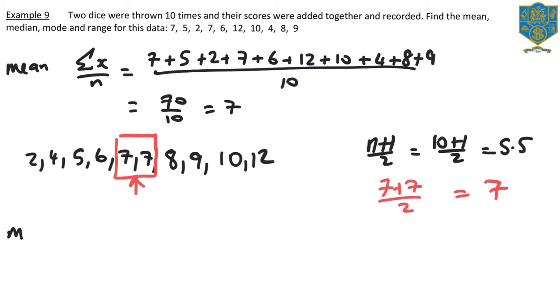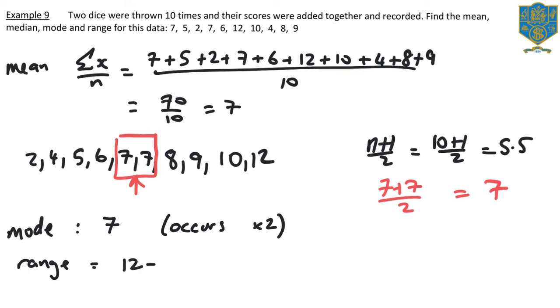The mode is the most commonly occurring number. We can see the mode is 7 because it occurs twice. And the range is the largest minus the smallest. So that's 12, take away 2, which is 10. So the range isn't 2 to 12, the range is 10.